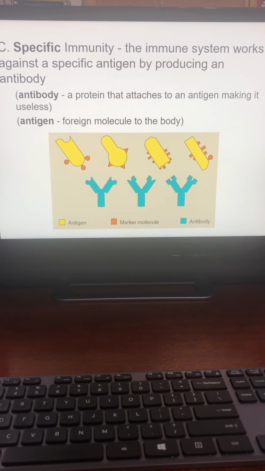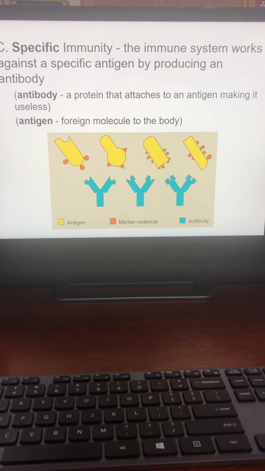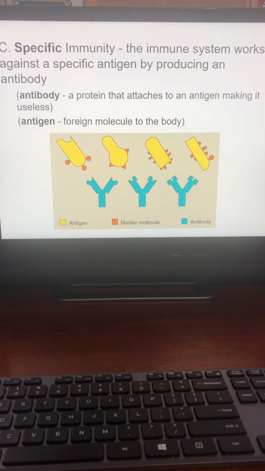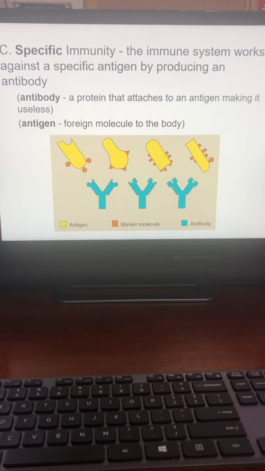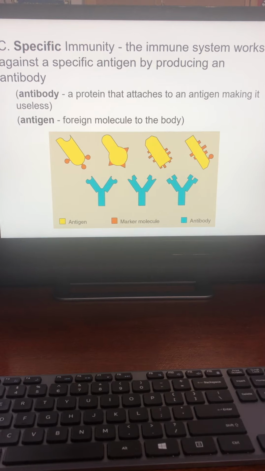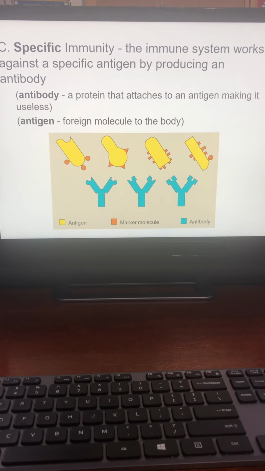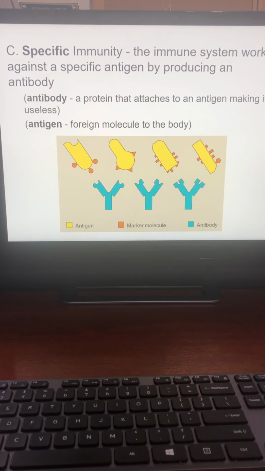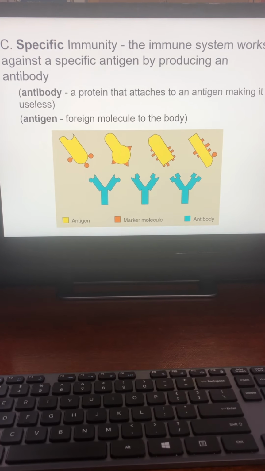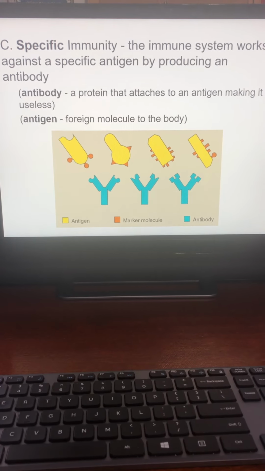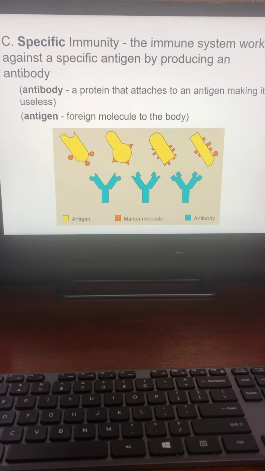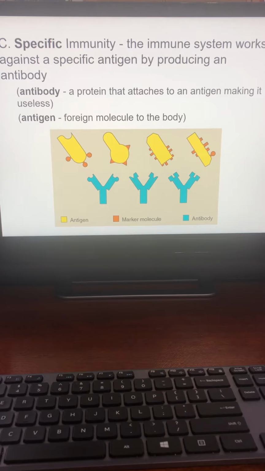So what is an antibody? An antibody is a protein that attaches to an antigen, making it useless, because once it does the lock and key, then the antigen can't do its job of making you sick. And so the antigen is that foreign molecule that comes into the body. It's right on the pathogen. So again, it can be viral or bacterial or a parasite. Any one of those forms, fungi.